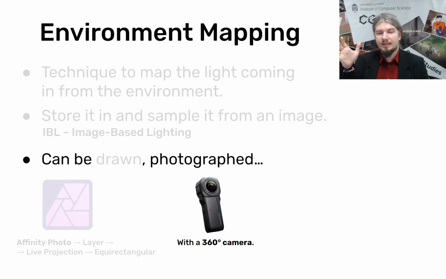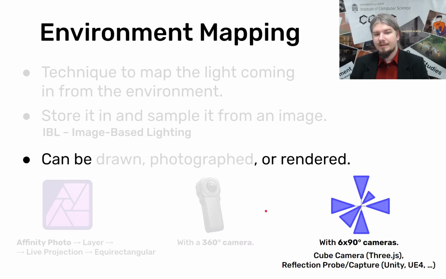We could imagine it as an entire sphere around the camera, so the different light coming in from all of those different angles. Or we could also render it. If we have our scene, we can put 6 90-degree cameras looking at each direction, and then we get 6 equirectangular images that represent the light coming in from all these 6 different directions.